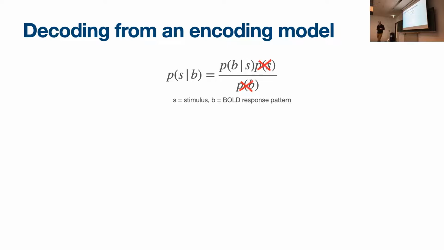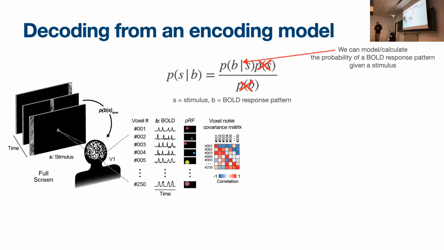I'm not caring about these two marginal probabilities, the prior probabilities. They're not interesting for this in this case. In many cases they are. But in this case, I want to relate these two things. So this is the probability of a bold response given a stimulus, right? And B is a pattern of bold response, right? So that's activations over a bunch of units, a bunch of voxels.